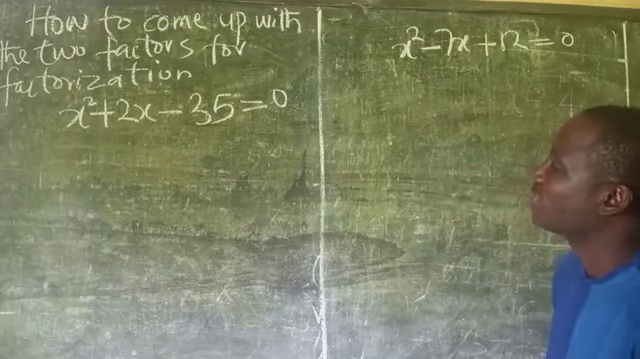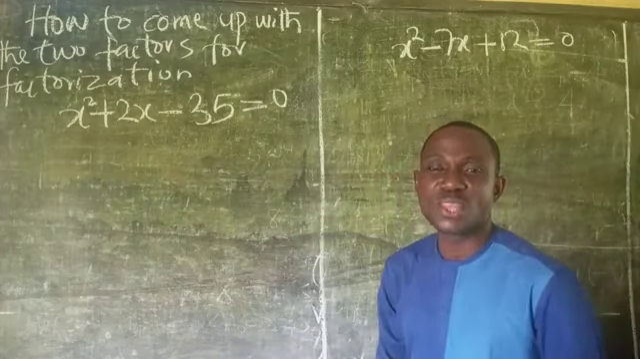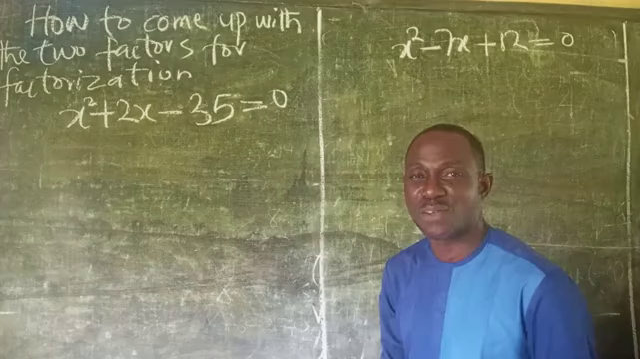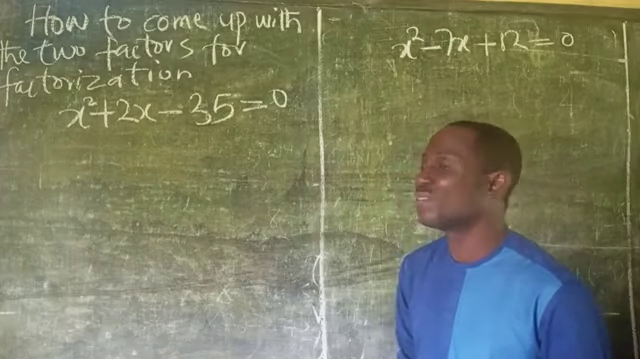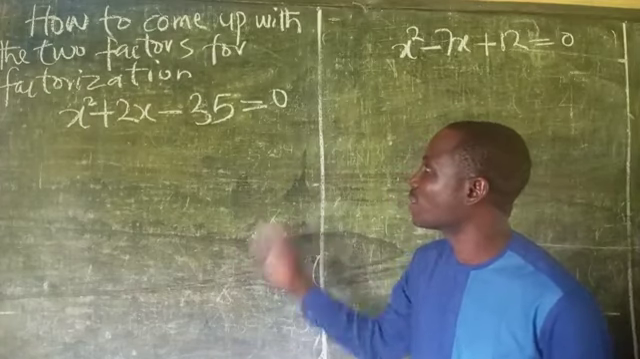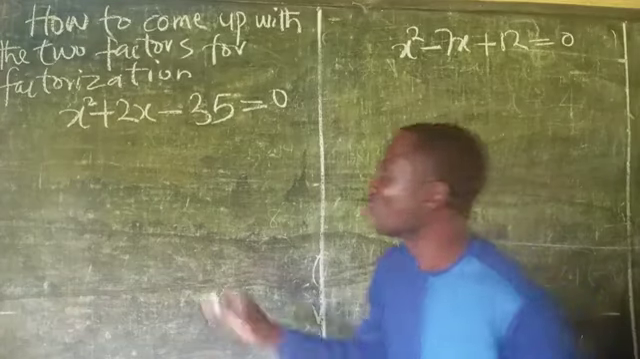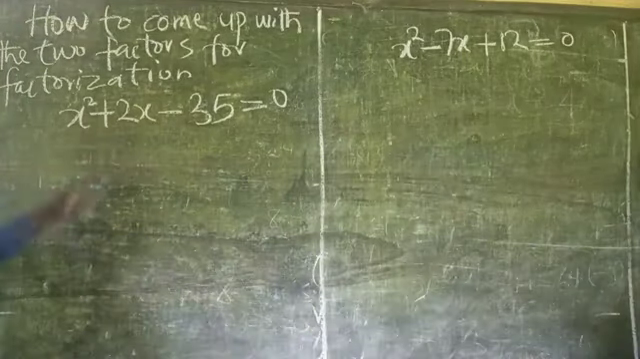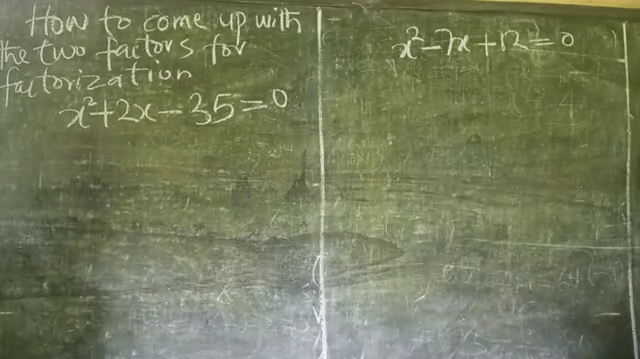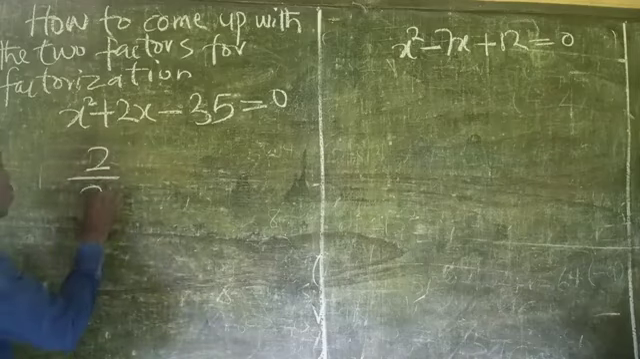Like for this equation, obviously you can clearly see that the two factors could be minus 5 and 7. But what if the quadratic equation is not that easy for you to just detect or bring out the factors? How do we go about getting those minus 5 and 7? So we go by saying that first of all, you take the coefficient of the s, not s squared, the coefficient of the s, in this case is 2, and divide it by 2.